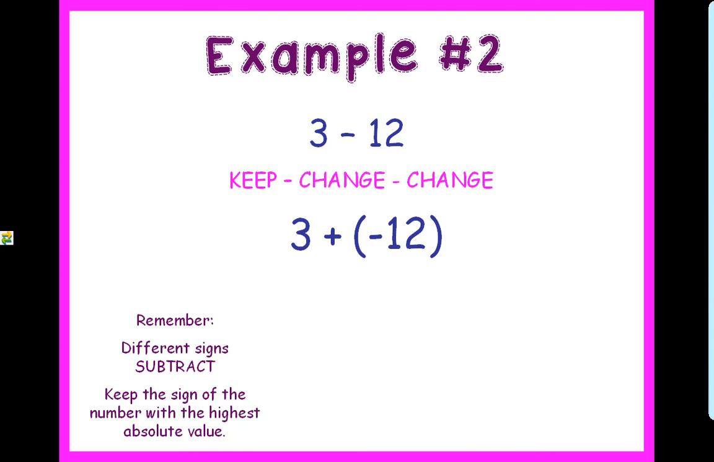Now remember from the past lessons that when we have different signs, we're actually going to subtract and keep the sign of the number with the highest absolute value. So if we look over here, we're going to subtract. That'd be 12 minus 3, which is 9. The number with the highest absolute value would be this negative 12. The absolute value is 12. So our answer will be 9, but it will be a negative 9 because we're going to take the sign of the number with the highest absolute value. And that is our answer.